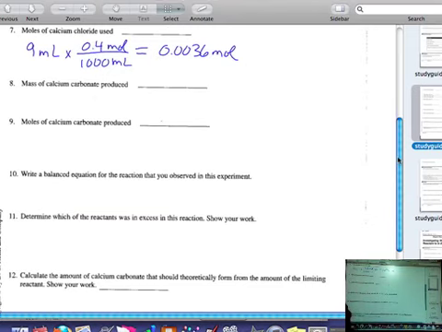So the next question is asking us the mass of calcium carbonate. That was your dry solid, the white dry solid. So I don't have it right in front of me, but it's going to be the mass of the paper with the solid, and then the mass of the paper without the solid, subtracting those. So for me, my bit of data gives me 0.23 grams, okay?